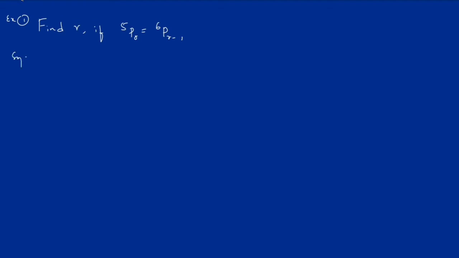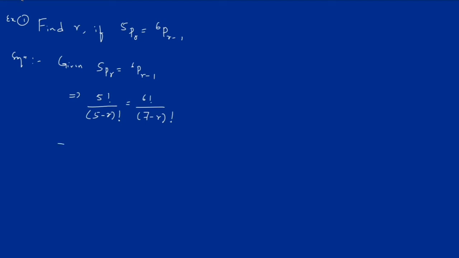So, solution for this one. We just have to find the value of R here, right? So given, write down once again: 5PR equals 6P(R minus 1), which can be written as 5 factorial upon (5 minus R) factorial, which is equal to 6 factorial upon (6 minus (R minus 1)), which can be written as (7 minus R) factorial. Directly I can write it as 7 minus R, right?